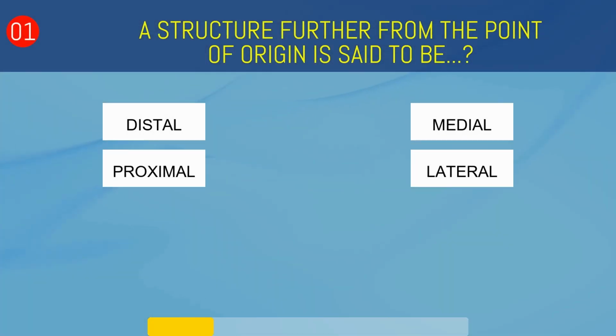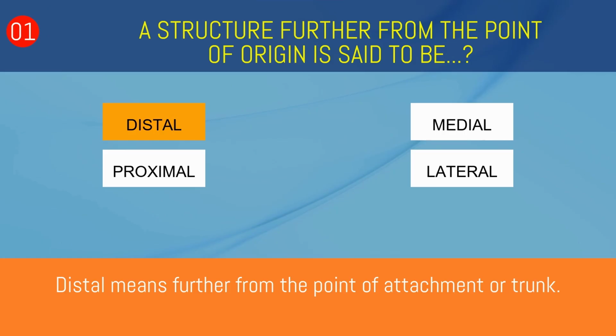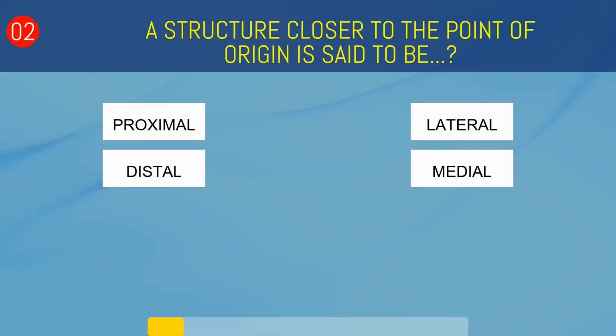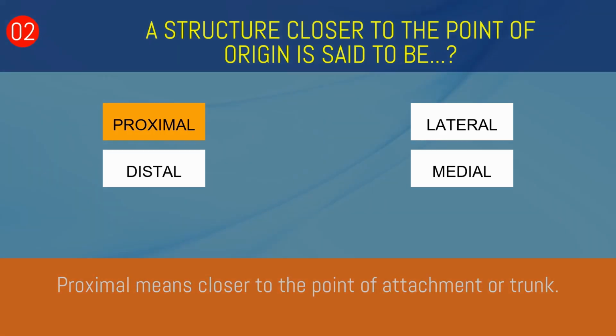A structure further from the point of origin is said to be distal, proximal, medial, or lateral. Distal. Distal means further from the point of attachment or trunk. A structure closer to the point of origin is said to be proximal, distal, lateral, or medial. Proximal. Proximal means closer to the point of attachment or trunk.